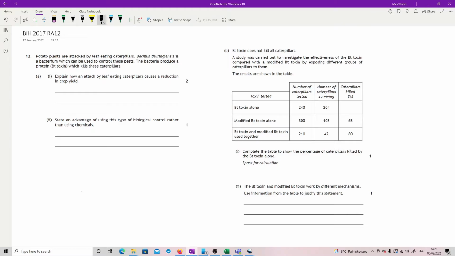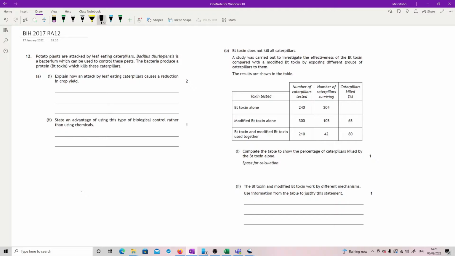Plants are attacked. Okay, question 12. Potato plants are attacked by leaf-eating caterpillars. I am not even attempting yet again to pronounce that bacterium, which can be used to control these pests. The bacteria produce a protein, which is BT toxin, which kills these caterpillars. Explain how an attack by leaf-eating caterpillars causes a reduction in crop yield.